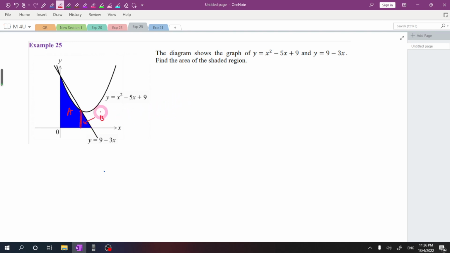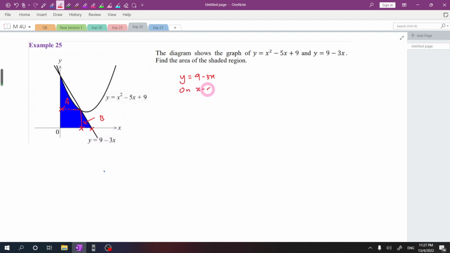For region B, this is a triangle. I'm going to use the triangle formula to help me get the area. But I need to know the value here and here, and also here. Then only I know the height of the triangle and the base length of the triangle. y is equal to 9 minus 3x. Let me find this value first, the x-intercept of this straight line.